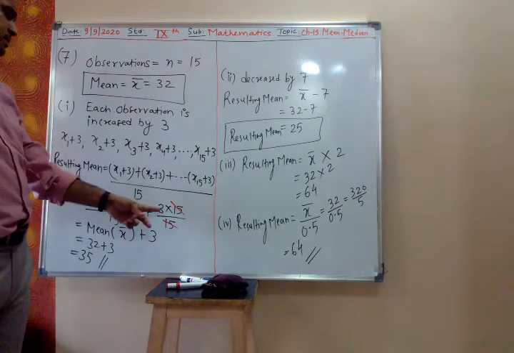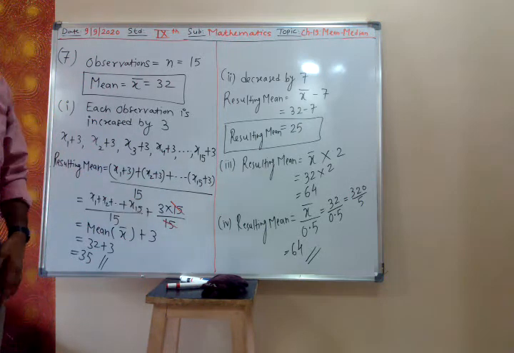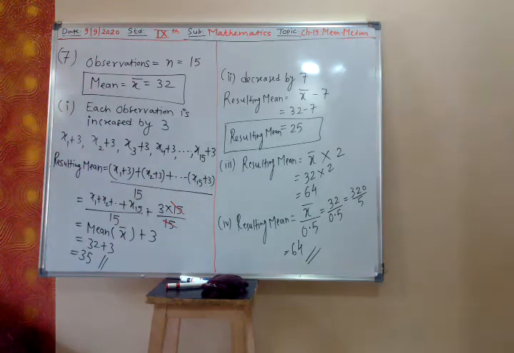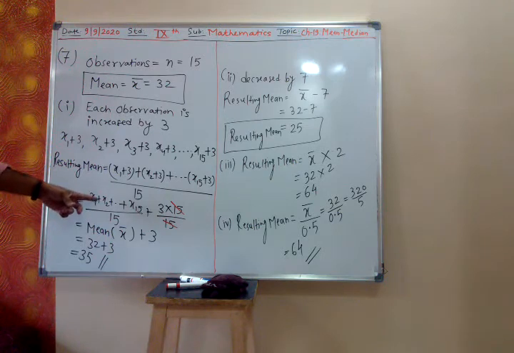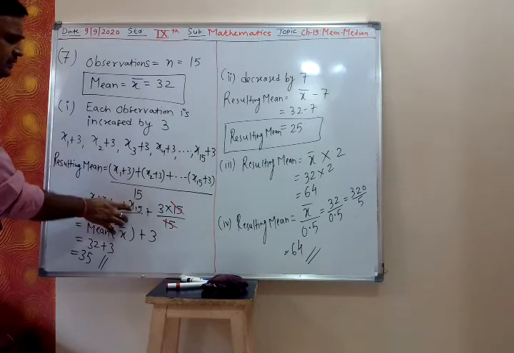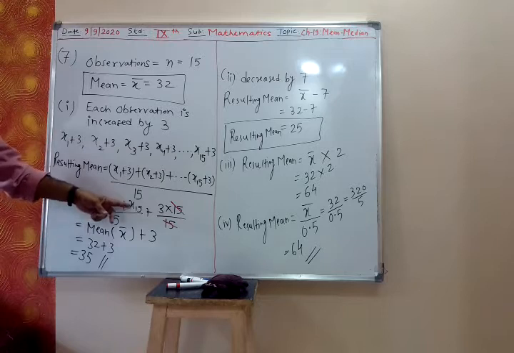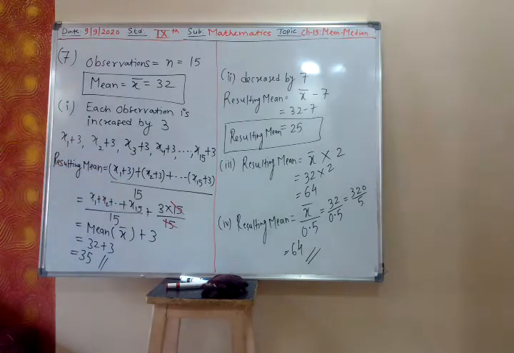No, because this is multiplication. 3 into 15 divided by 15, so I can cancel. But the first part I will not cancel, because this is not x into 15, this is x15. They are notation: x1, x2, x15. It is not 15.